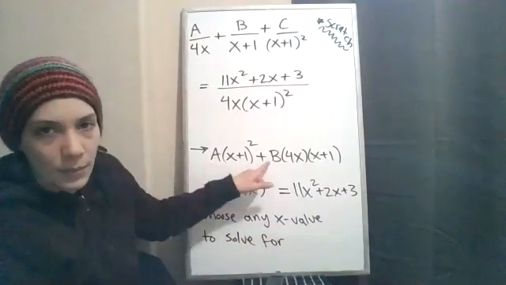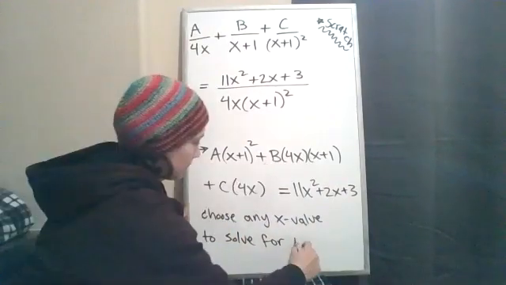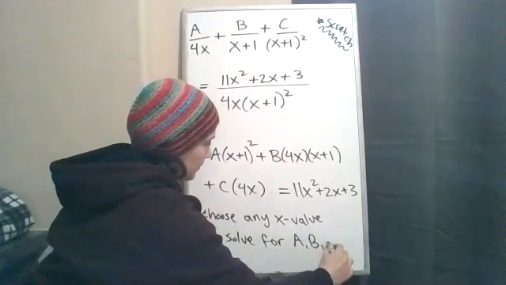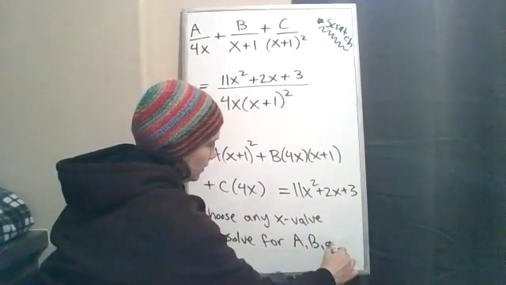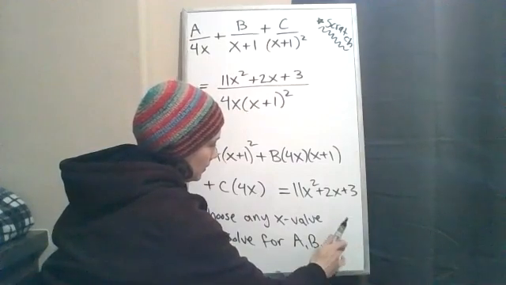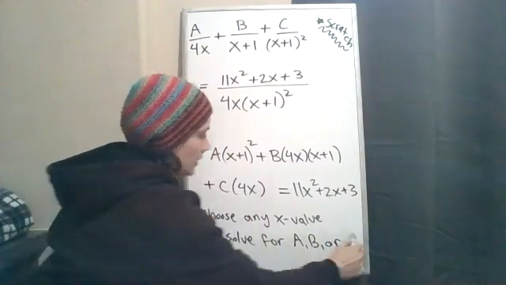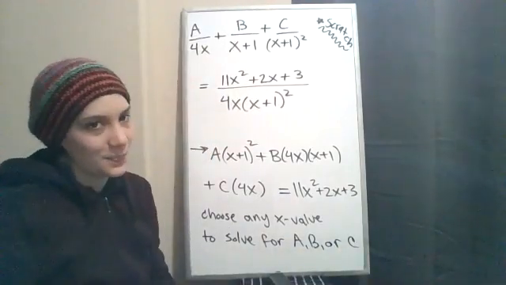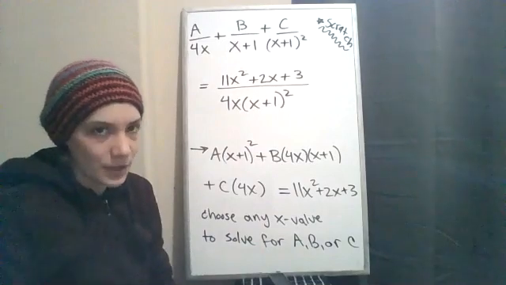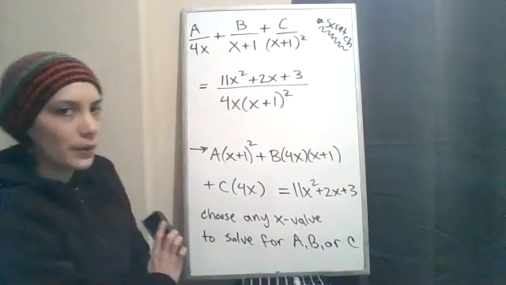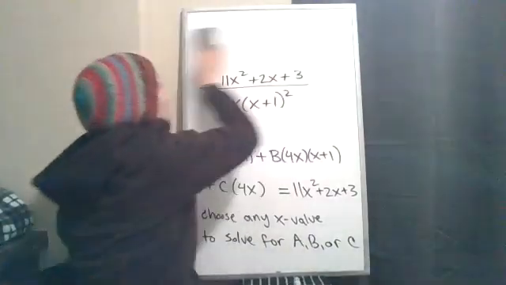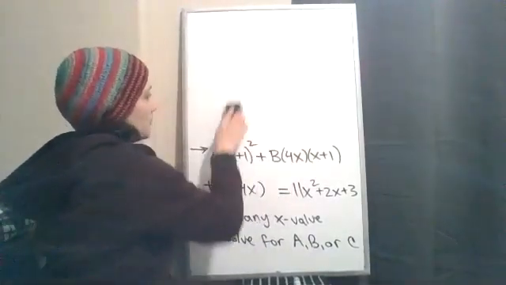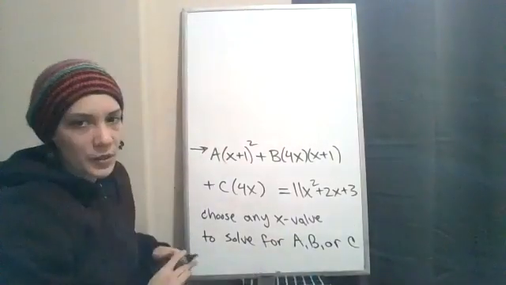To get a, b, or c. All right, I picked some good ones. So the first one I got was -1. That one gave me C right away. But there's nothing special about the numbers I pick.